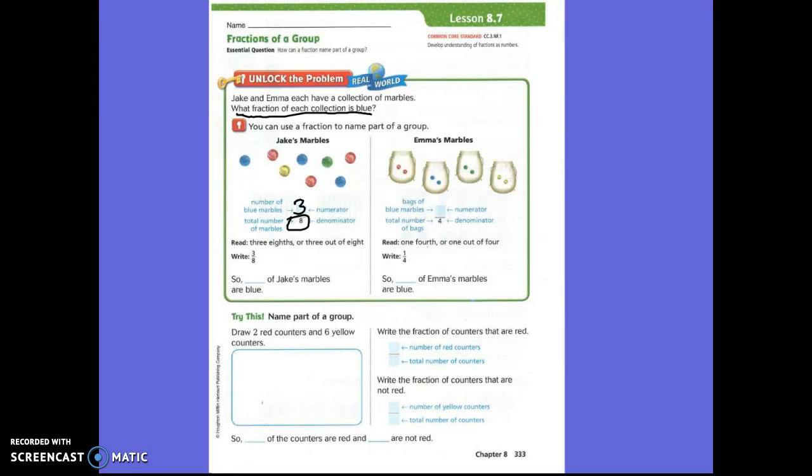So blank of Jake's marbles are blue. How many of Jake's marbles are blue? 3. Yes, 3/8 of Jake's marbles are blue. You don't have to circle. So when they are all apart like this, and they are not in any groups, you just count all of the things, and that's your bottom number. Then you count what the question asks, and that's your top number. When they are not in groups.